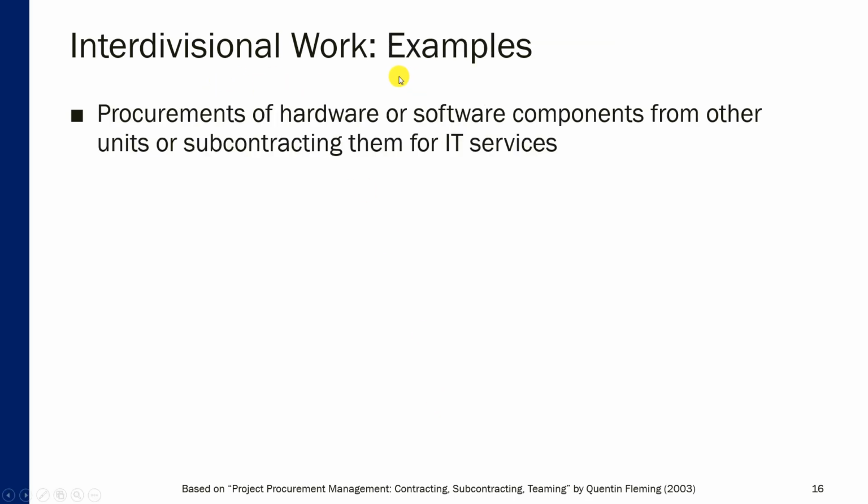So what would be an example of interdivisional work? Let's say procurements of hardware or software components from other units, or subcontracting them for IT services. Let's say you work for a big company such as Microsoft and you're developing a new product that may benefit from one of the existing Microsoft solutions, let's say Microsoft Office, and you're trying to subcontract this Microsoft Office division so that they give you some of their algorithms, or some of their code, or they somehow integrate their components with your product. Things may become ugly because this division may say, look, we don't want to give out our code to another division because we own it, we developed it, we don't have time for it, we don't have enough labor, so they need to hire somebody else. So this relationship can become very complicated, although it's within the same organization.